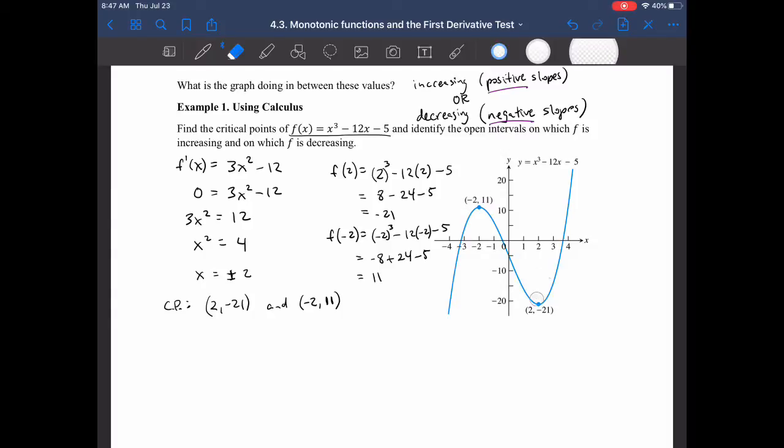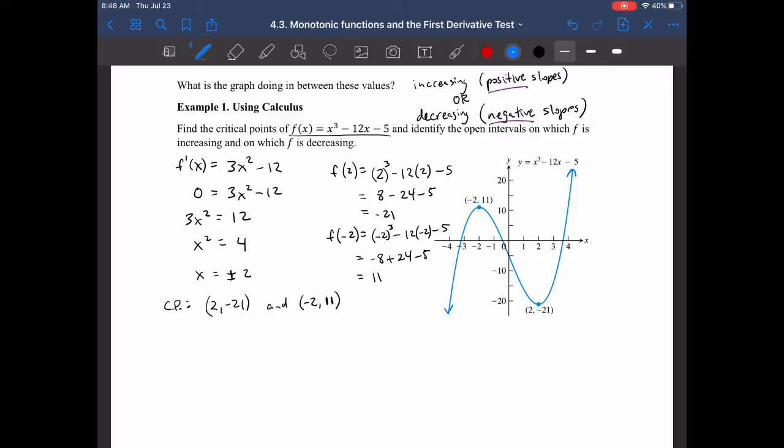Now if we look at this graph, we remember that this is continuing on and this is continuing on to infinity, so we don't have to worry about those. So these are most definitely just local minimums and maximums. Now what we have to do is figure out, is it increasing or decreasing?